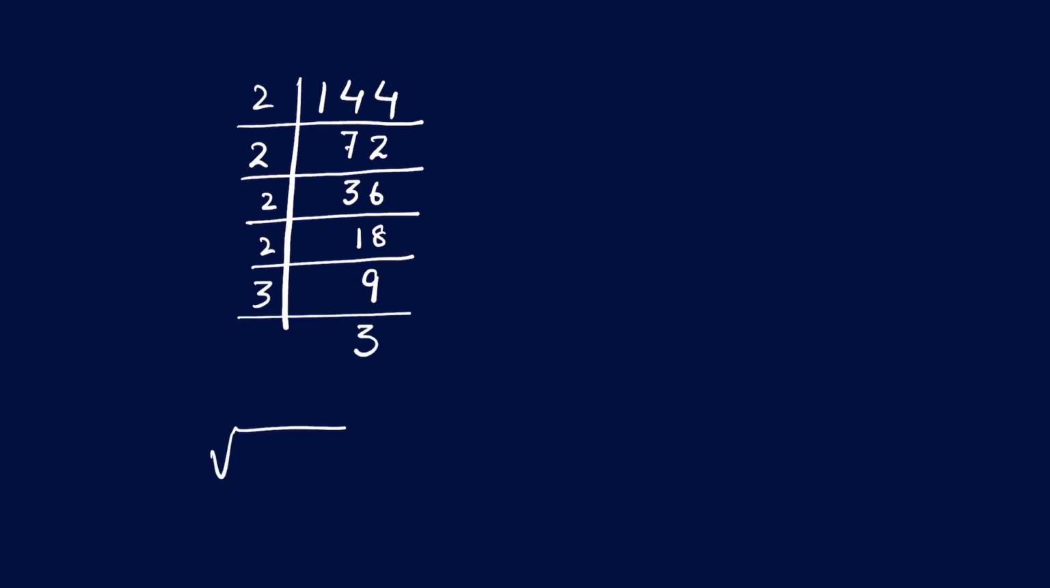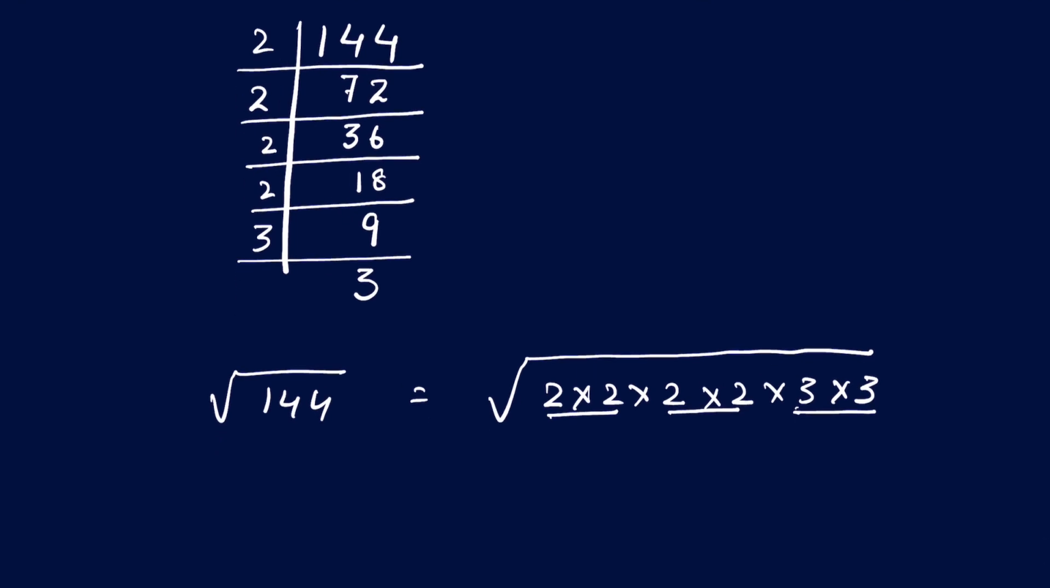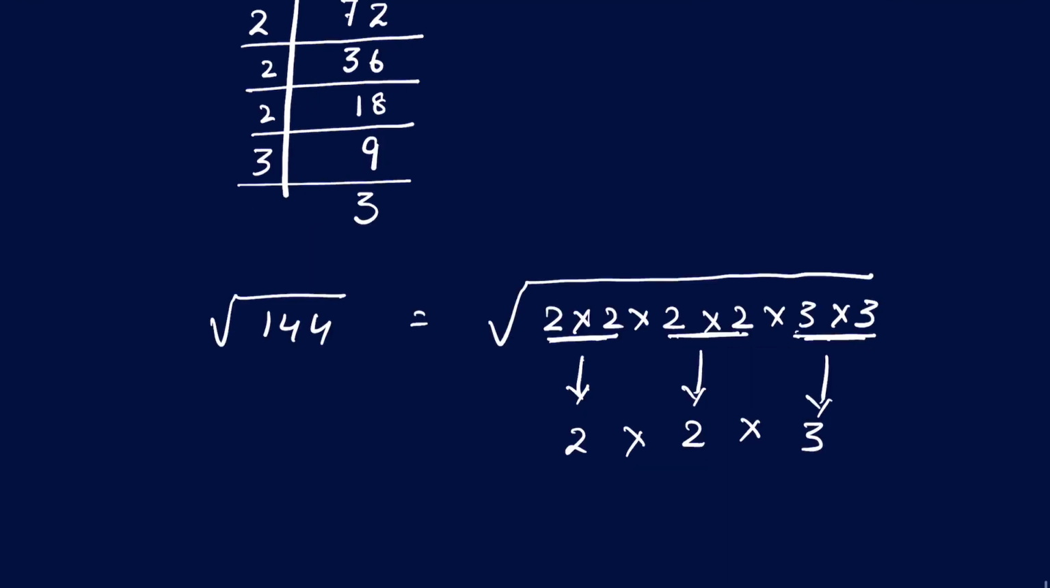So, square root of 144 can be written as square root of the prime factors 2 multiplied by 2 multiplied by 2 multiplied by 2 multiplied by 3 multiplied by 3. Now, you can group the numbers in pairs. So, these are 3 pairs we are getting. You have to always group them in 2's. These two and these two can be grouped together, and then take out one number from each group. We take out 2 from here, 2 from here, and 3 from here, then multiply them. So, we get 12. 12 is the square root of 144.